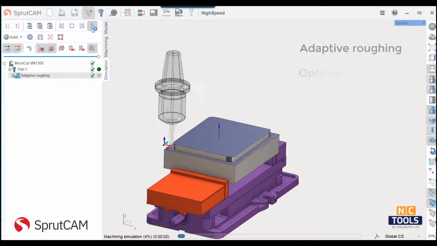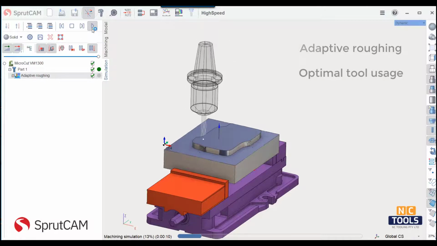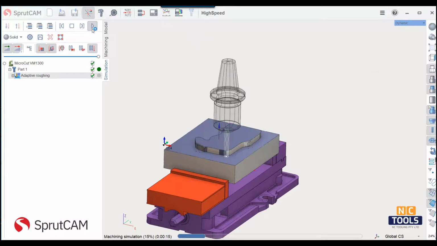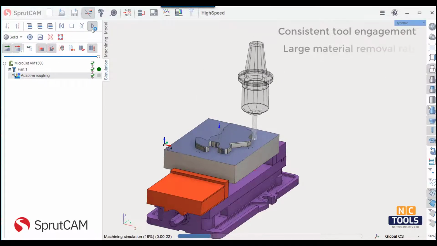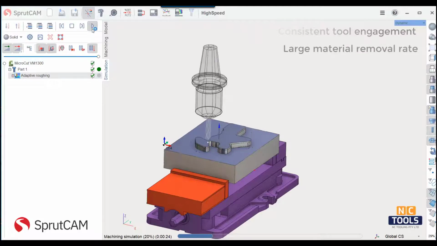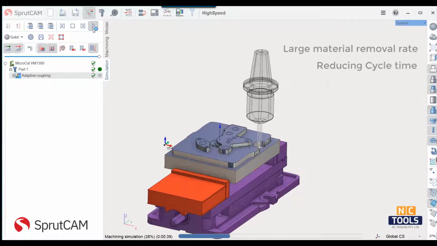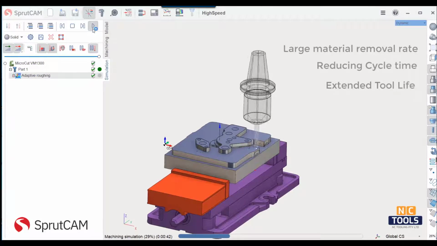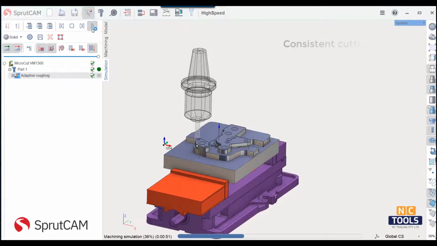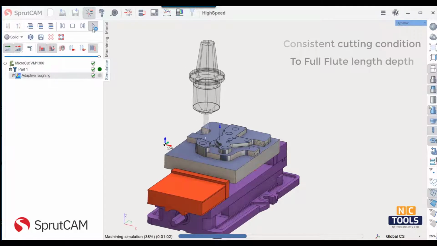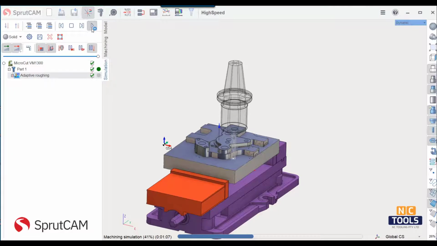SprutCAM's adaptive roughing strategy makes optimal use of machine tools and cutting capabilities to increase roughing processes' productivity and efficiency. A consistent tool engagement results in smooth toolpath motion, resulting in improved material removal rates, reducing cycle times, and longer tool life. The strategy is used to effectively remove large amounts of material using high feed rates, maximal cutting depths up to the length of the flutes, and relatively shallow cutting widths, 5 to 30% of the tool diameter.